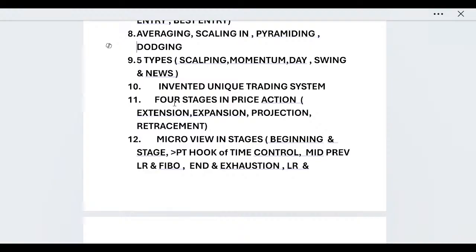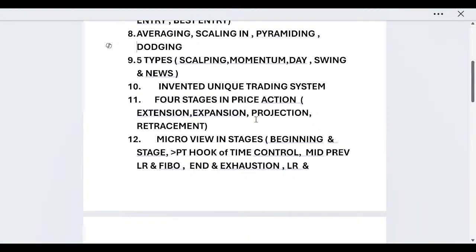So you need to identify whether the market right now is in a retracement mode, or in an extension mode, or an expansion mode, or in a projection mode. So when we are able to identify that, then there are a lot of things which we can define, and we can get ourselves on the right track at all times.